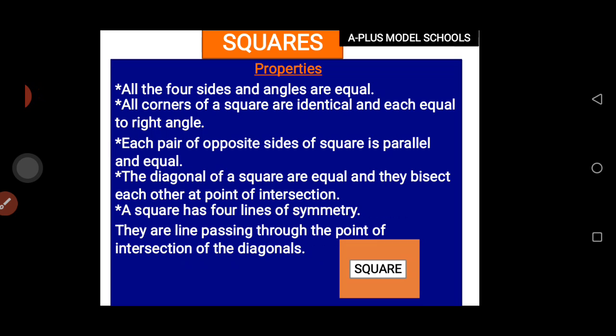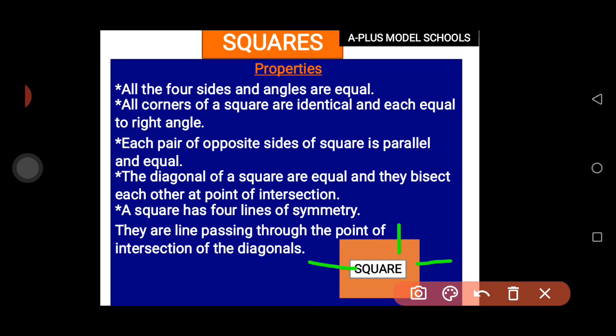Now let's look at a square, the properties of a square. 1. All the 4 sides and angles are equal. So when we are talking of a square, the 4 sides and the angles are equal. For instance, look at this. When you look at this side, this side, this side, and this side, you will notice that the 4 sides are of the same length. When you look at what I've pointed on your screen, you will see that they are equal.